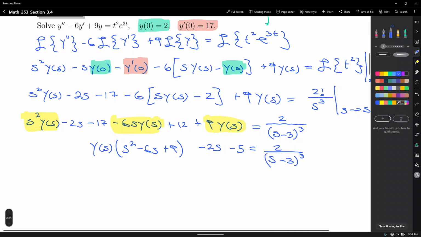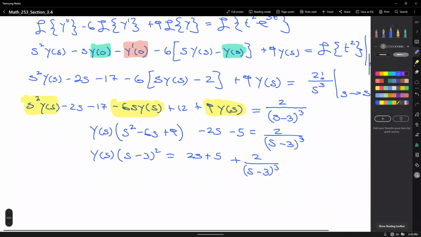Actually, if you observe the left-hand side, that s squared minus 6s plus 9 is also a perfect square trinomial. So let me factor it out: Y of s times s minus 3 quantity squared. And I'm going to move these two terms to the right-hand side at once. That equals 2s plus 5 plus 2 over s minus 3 quantity cubed.